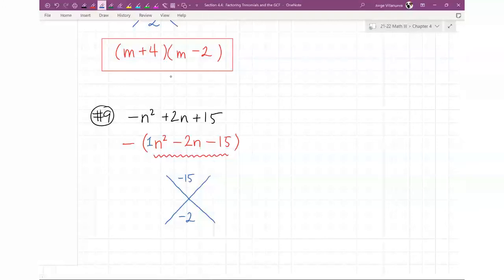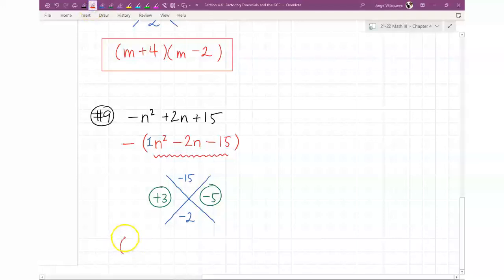Now, two numbers that multiply to 15, but that would add or subtract to a 2. 3 and negative 5. So positive 3, you're saying, and a negative 5. Let me keep this green. Positive 3 and a negative 5. So let's see. Positive 3 times negative 5 is negative 15, so that's good. Positive 3 minus 5 is a negative 2, so that's good as well. So we have the right numbers.